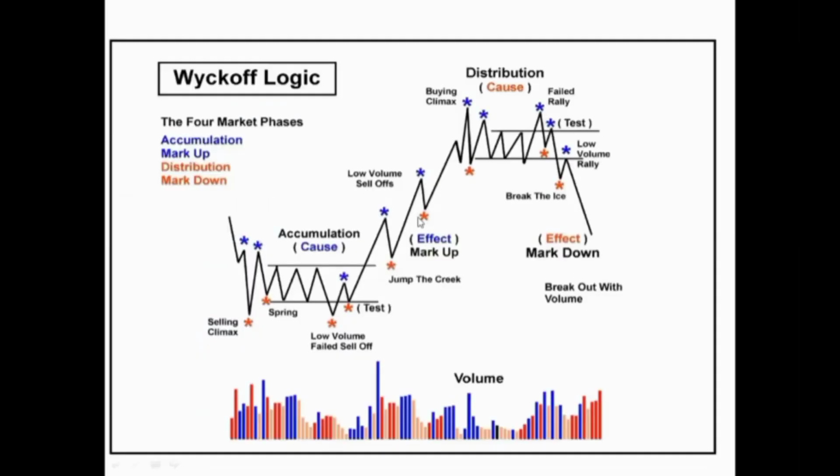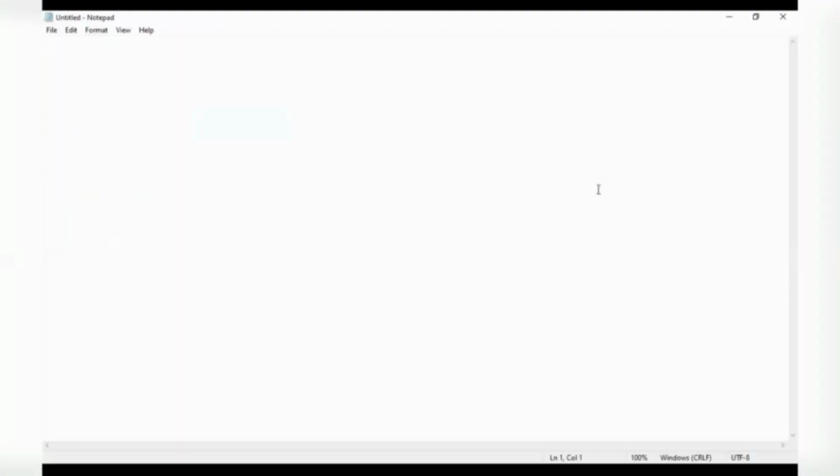Now basically, the Wyckoff strategy is made up of four phases. Like I did say, we have the accumulation phase, the markup phase, the distribution phase, and the markdown phase. For example, what we mean by that is this. Let's say the market was going up, coming down, going up, coming down.